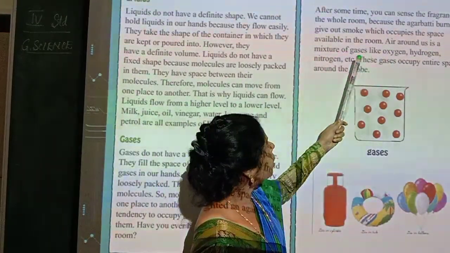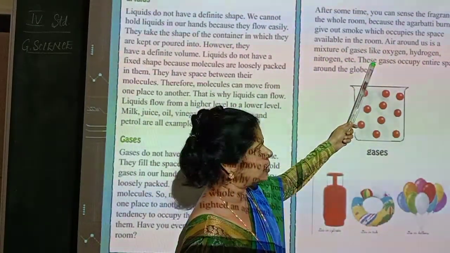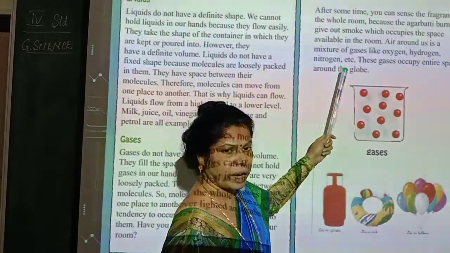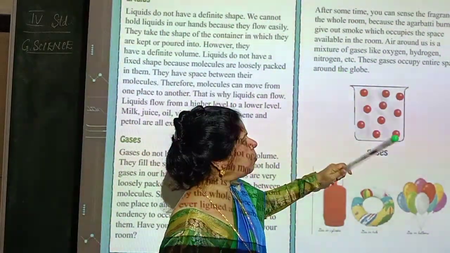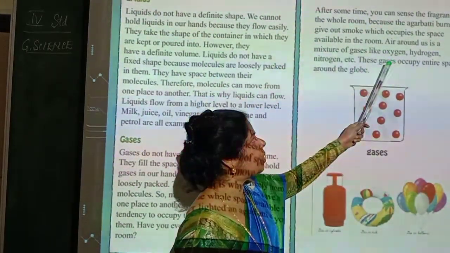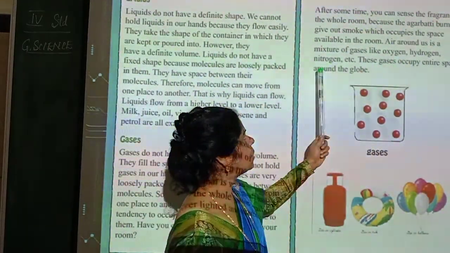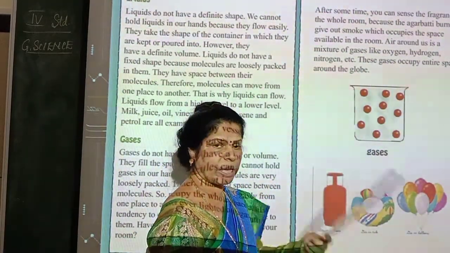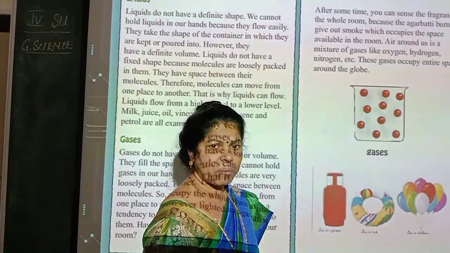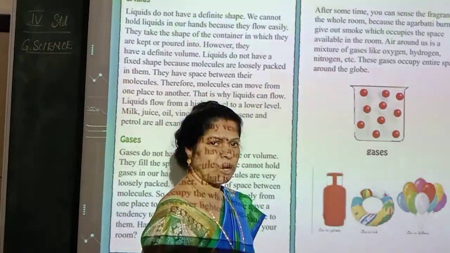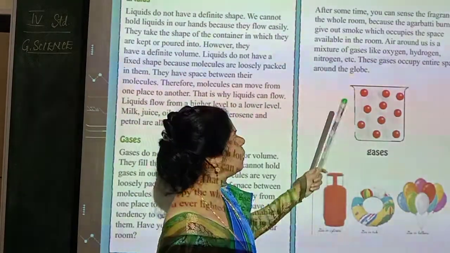So air around us is a mixture of gases like oxygen, hydrogen, nitrogen, etc. The air we are breathing, we are taking only the oxygen part from the air. But this air consists of oxygen, hydrogen, nitrogen, everything, even carbon dioxide. We take in oxygen and give out carbon dioxide. Where does that carbon dioxide go? That also enters into the atmosphere. It goes into the air only.